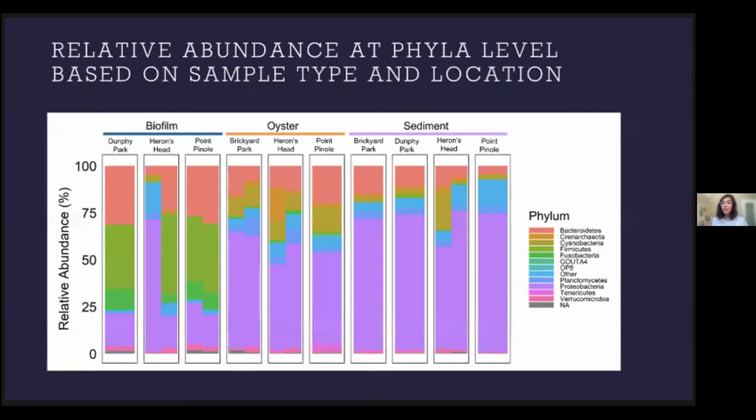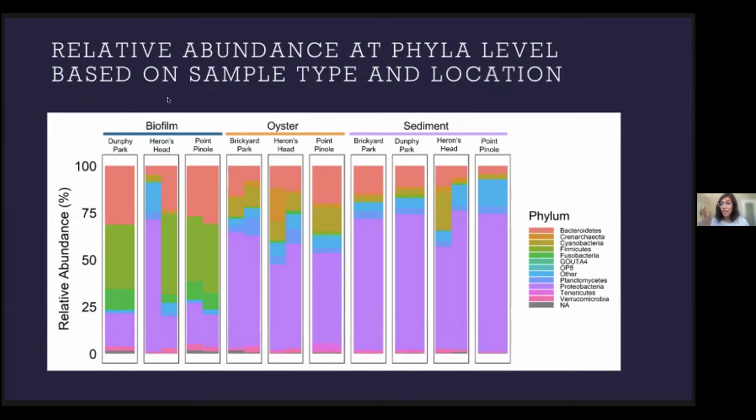So I have two slides that are just going to show some data to you so that you could marvel at the power of bioinformatics again. The first of these is on the relative abundance at the phyla level based on sample type and location. So this is a busy figure, so let me help you look at this.